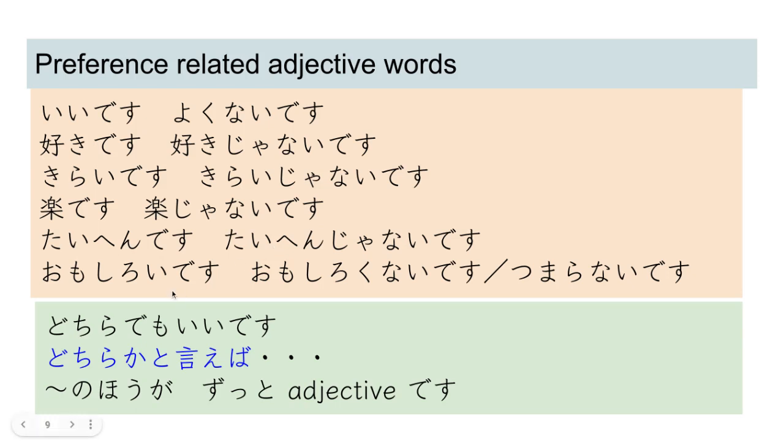大変です。大変じゃないです。面白いです。面白くないです。or つまらないです。There are so many other things that you can say, but these are the basic adjectives. And let's say whichever, I don't really care, or I don't have too much of a preference. Then you go, どちらでもいいです。週末も平日もいいです。私はいつでもいいです。That's how you answer. But these two words, どちらかといえば and ずっと。どちらかといえば週末の方がいいです。どちらかといえば means if I had to choose one, then I would choose 週末.